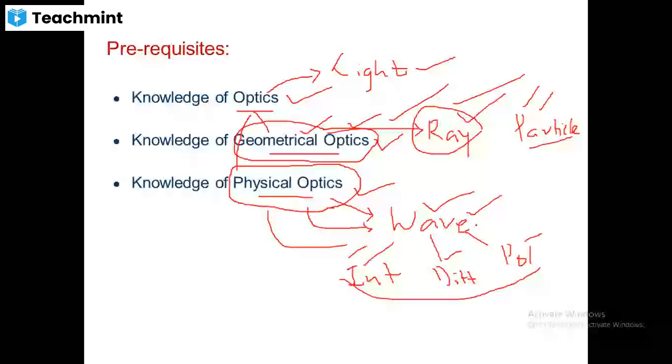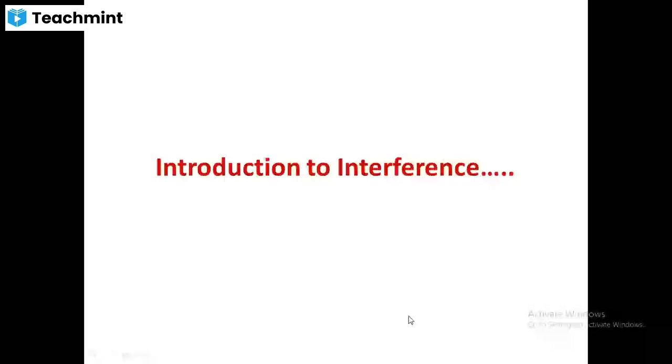Right? So this is some knowledge of what is called optics, geometrical optics, and physical optics. With this knowledge, now we try to understand one of the very important phenomena of the wave nature of light, that is what is known as interference. We'll try to understand what interference is all about in this session. So let's discuss the introduction to interference, what exactly interference is all about.